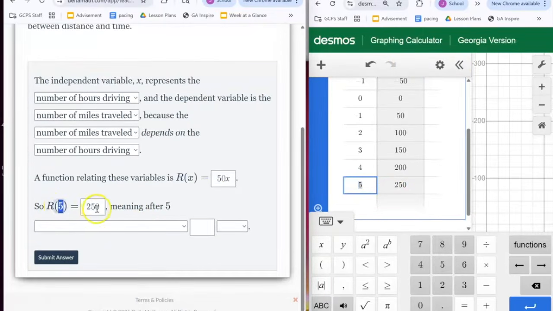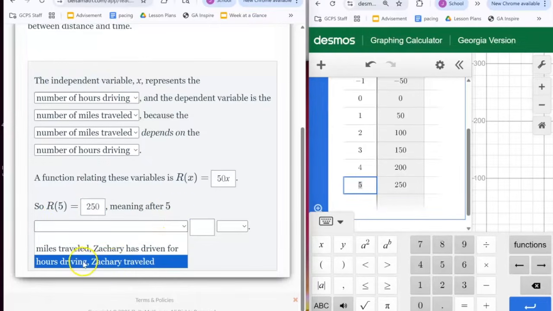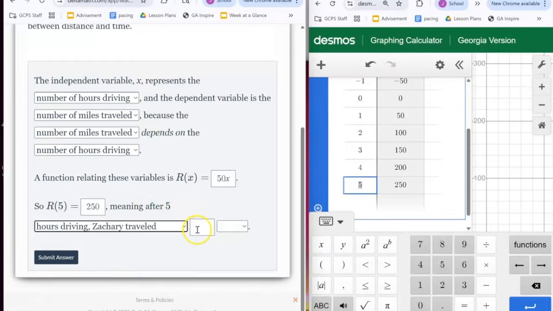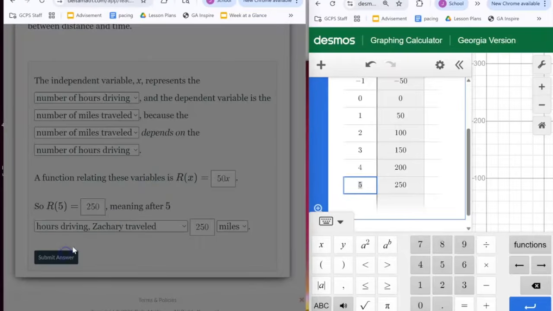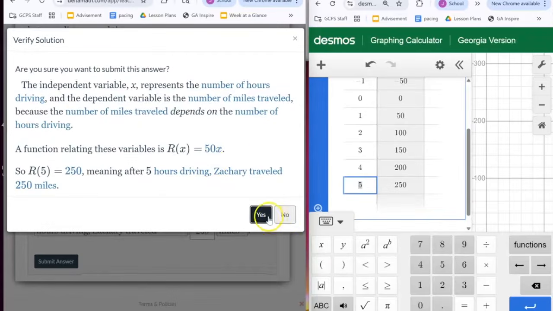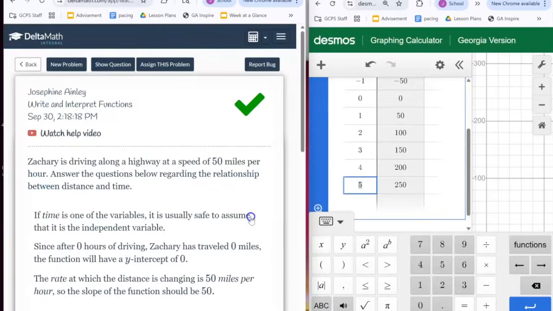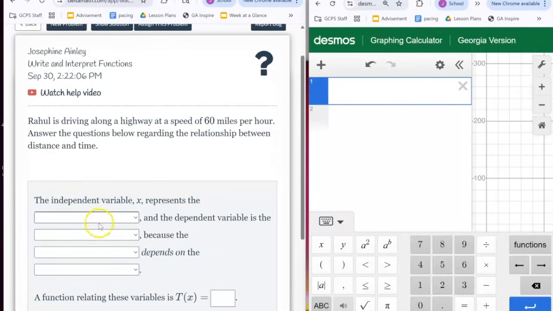All right, so what does this mean? Again, this is the time, this is the miles. So meaning after 5 what? Hours driving, Zachary has traveled how far? 250 what? Miles. Okay, so as long as you're keeping x with x and y with y, you are absolutely fine. So I'm going to do another question just to make sure you're okay.